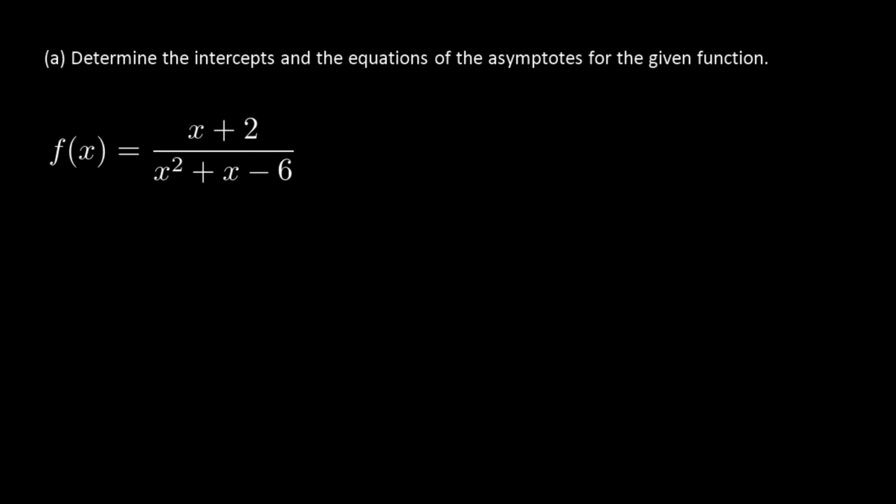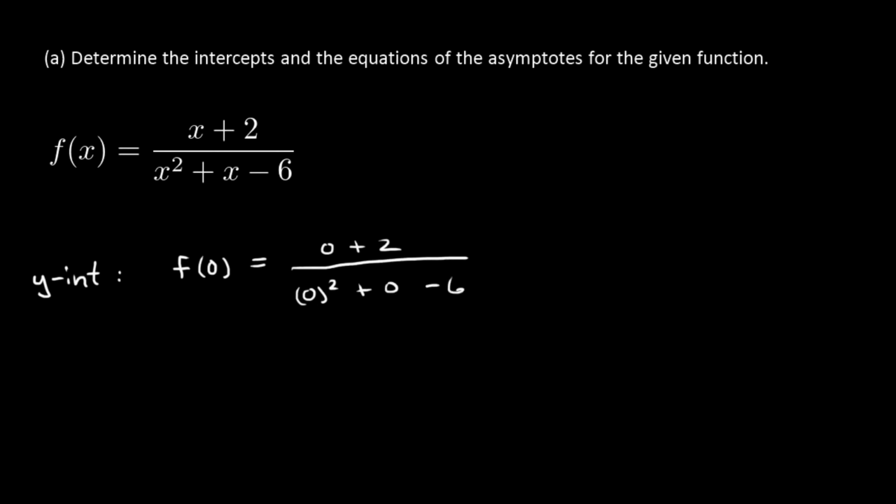So before we deal with that, let's see if we can find our intercepts first here, because that's probably the easiest part, a good way to get some momentum. So our y-intercept involves literally no work. We sub in x equals 0, so we simply have to evaluate this function at 0. And of course we get 0 plus 2 in the numerator, and 0 squared plus 0 minus 6 in the denominator.